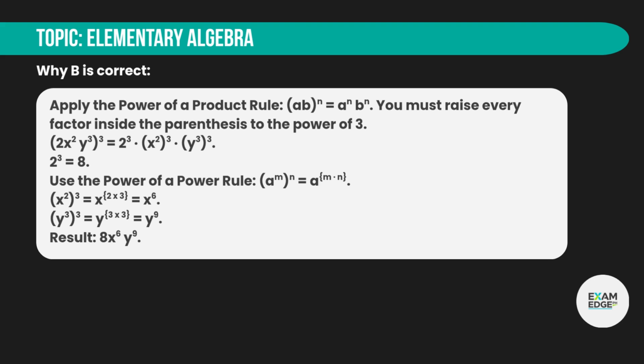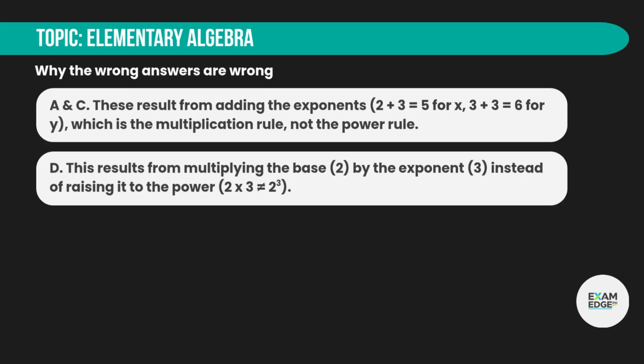2 cubed equals 8. Use the power of a power rule. A raised to m, raised to n equals a raised to mn. X squared, cubed equals x raised to 2 times 3 equals x raised to 6. Y cubed, cubed equals y raised to 3 times 3 equals y raised to 9. Result: 8x raised to 6, y raised to 9.